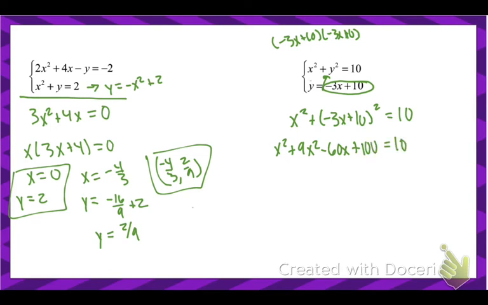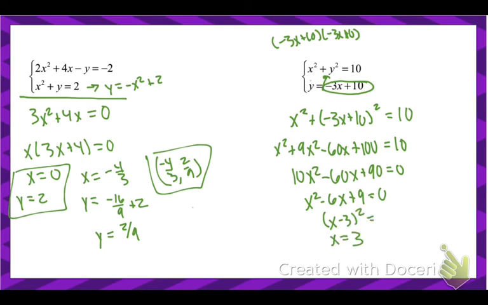And now just combine like terms. Set it equal to 0. And before I try to factor this, I'm going to reduce it. Okay, this is an equation, so I can divide everything by 10. And now it's pretty easy to factor. Perfect square trinomial. Only one possible answer for x. Take that x value, plug it into one of your equations to get your y value. So your solution here is 3, 1.